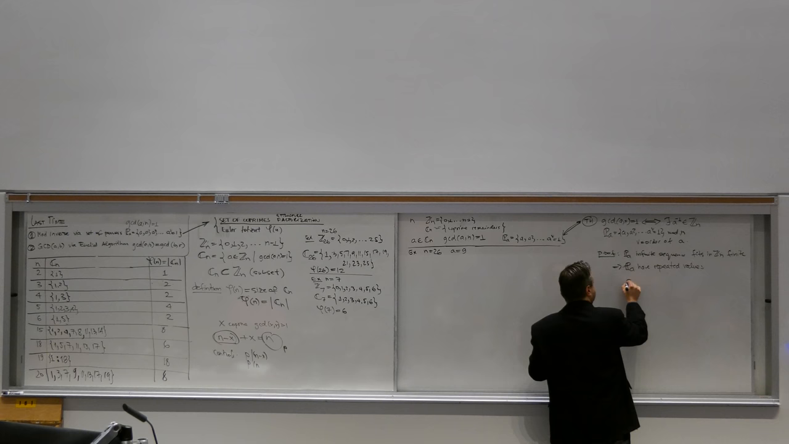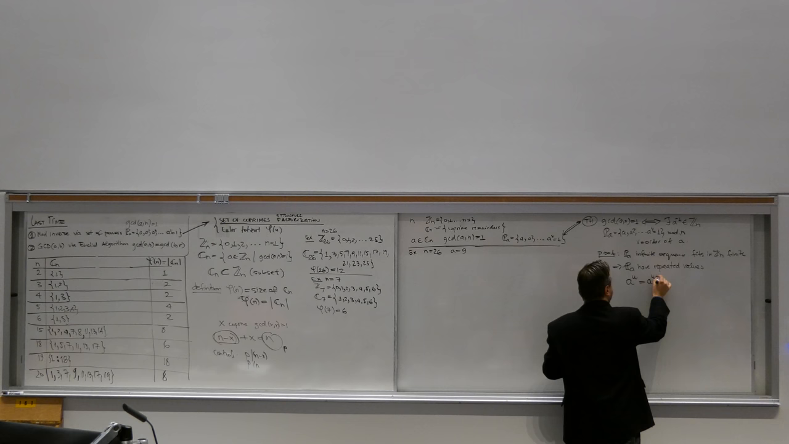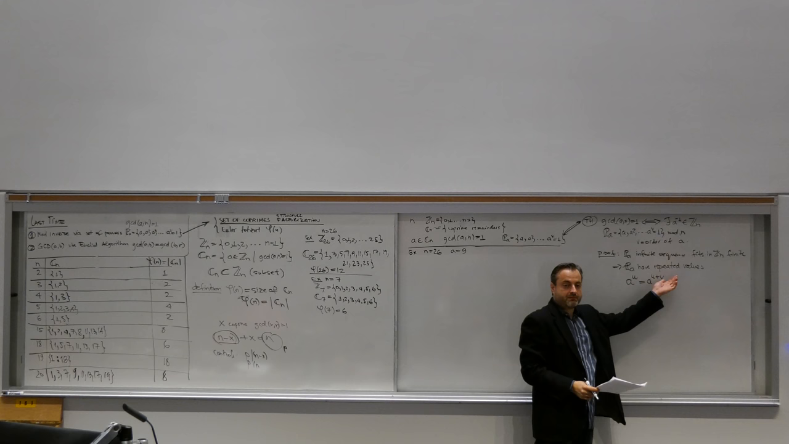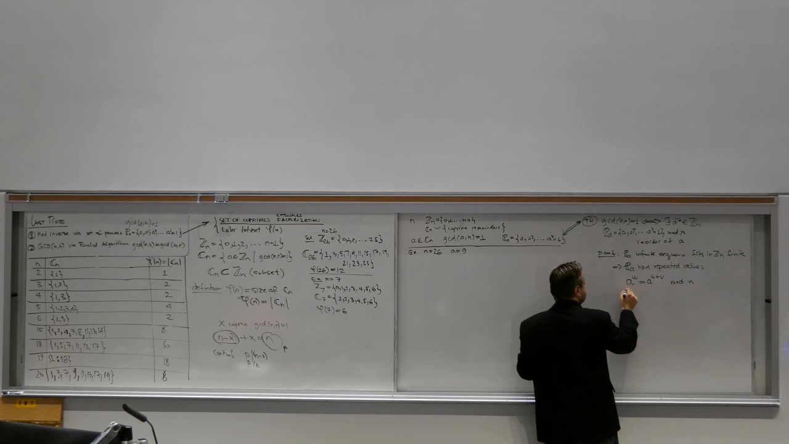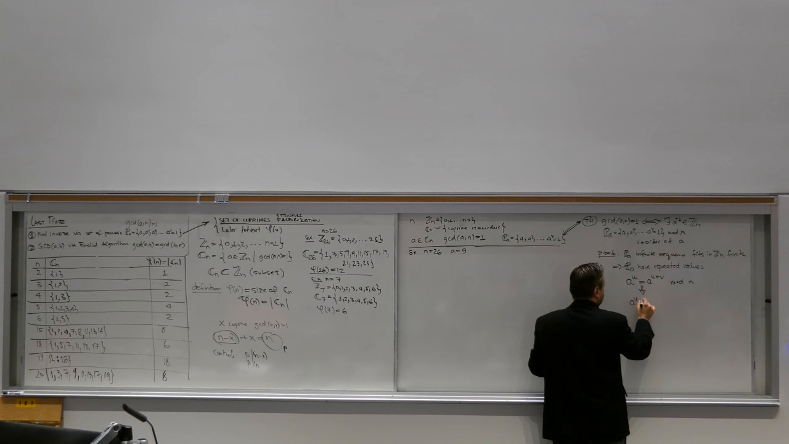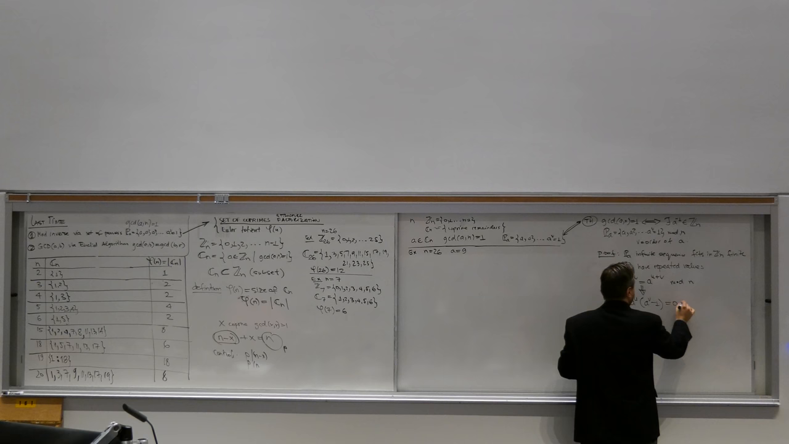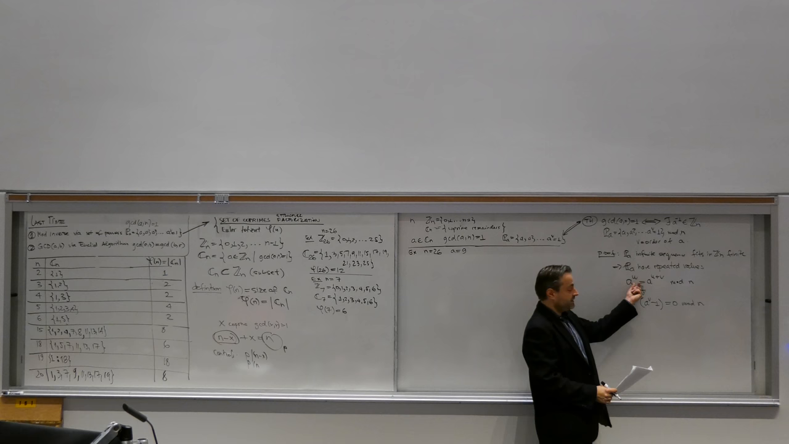Let's say something like A^u and A^(u+v), right? That's kind of two powers. Maybe u is 3 and u+v is 7 or something like that, modulo n. That means that A^u times (A^v minus 1) is 0 modulo n. Because if they have the same remainder, the difference is 0 modulo n.